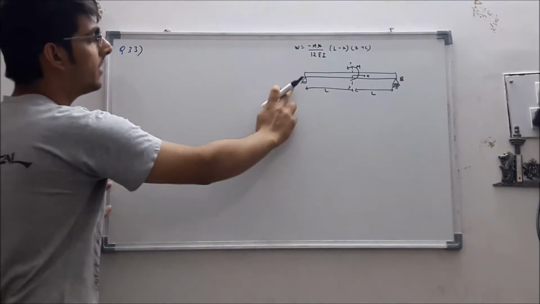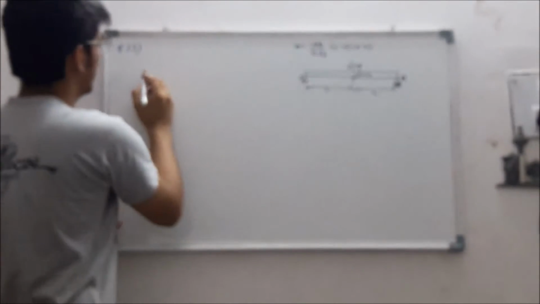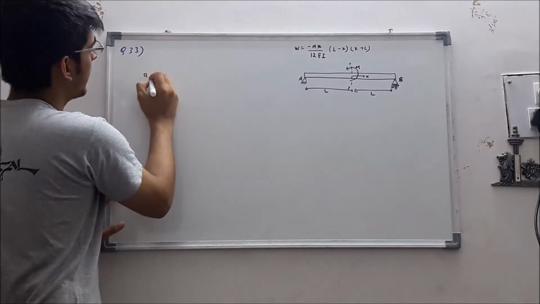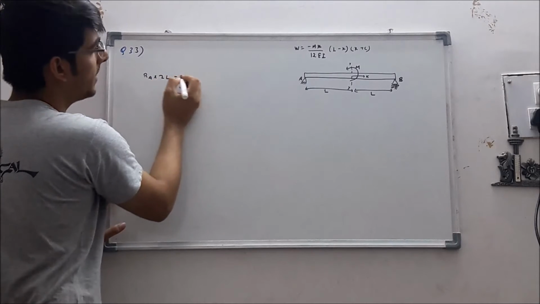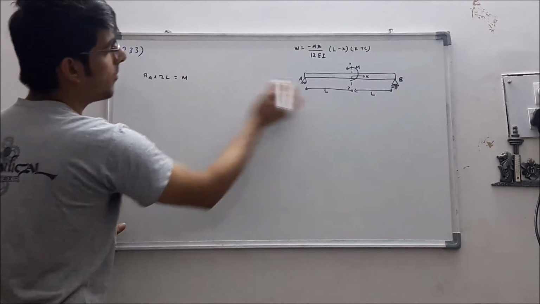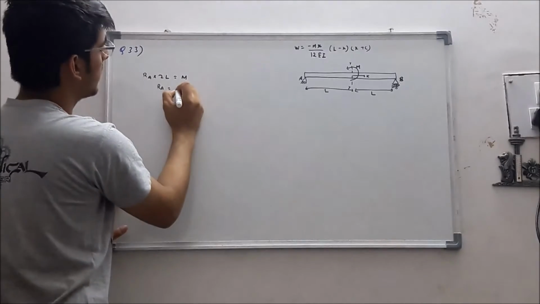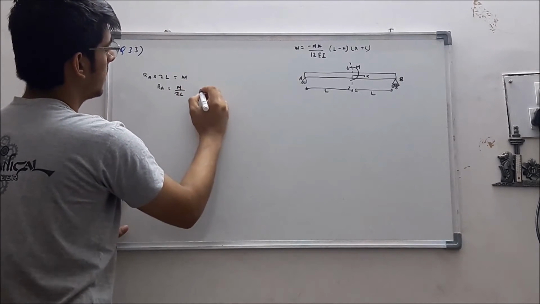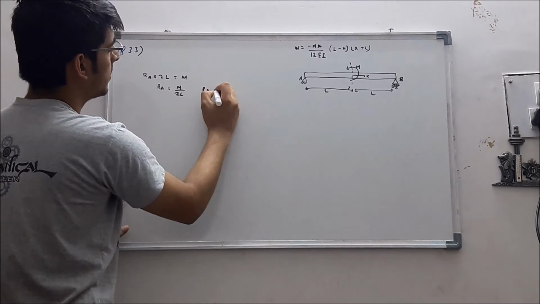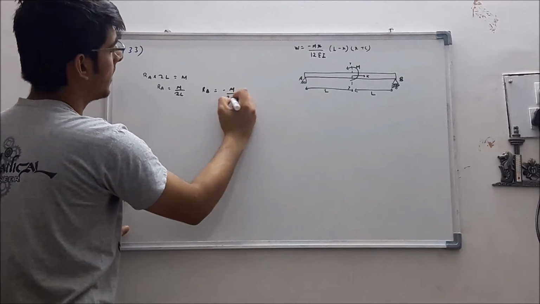Now let's first find reactions at A and B. So Ra into 2L will be equal to M, a moment M has been applied at the center. So Ra will be equal to M by 2L and Rb will be equal to minus M by 2L.